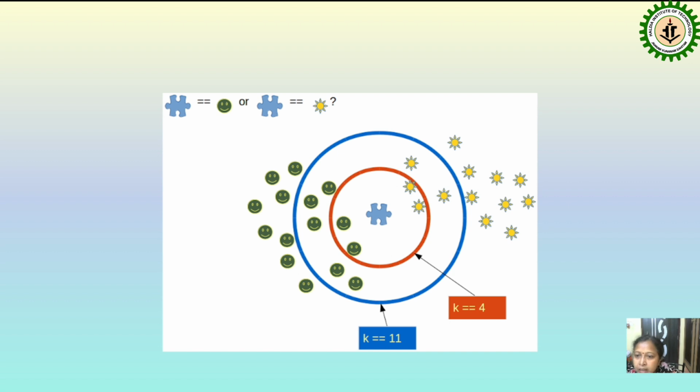Odd. From this diagram you can easily understand that if we take an even value, suppose k equal to 4, a problem will arise. It cannot decide whether the blue dot belongs to the green class or the yellow class. But if we take k value equal to odd, classification can be easily performed.